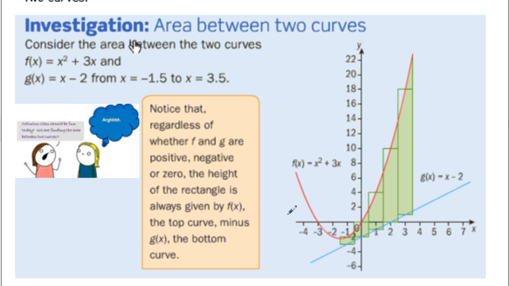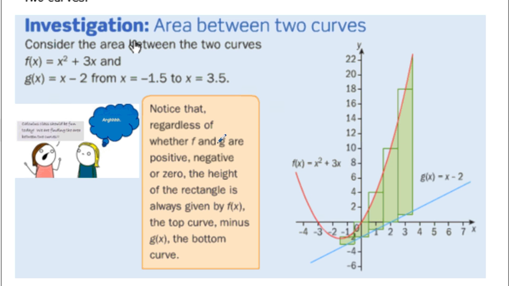F of x, what kind of curve is f of x, Bella? Quadratic. And what kind of function is g of x? Linear, nice. So that's what f is. F is the quadratic and g of x is the linear one that they happen to give you.